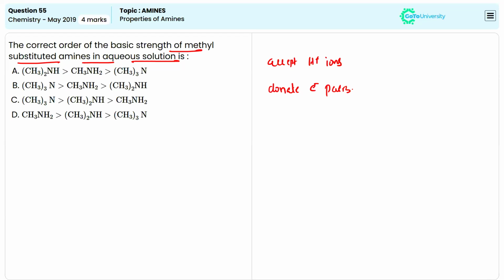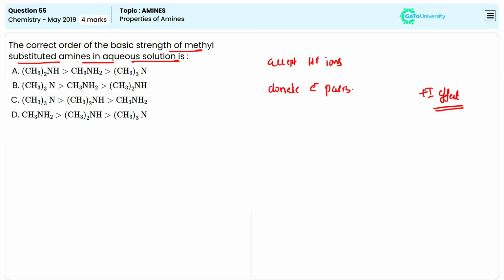So if you check the primary, secondary, and tertiary, in order to produce primary, secondary, tertiary, we have to replace the hydrogen with the alkyl group. The alkyl groups usually show plus I effect. What is plus I effect? Electron donating effect, right? So they have a tendency to donate the electrons.